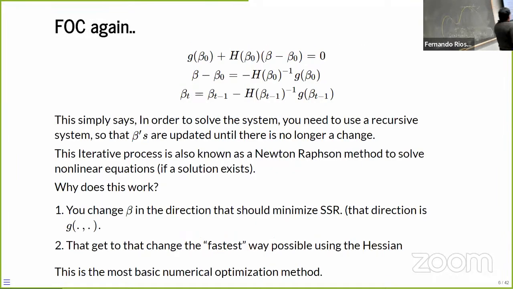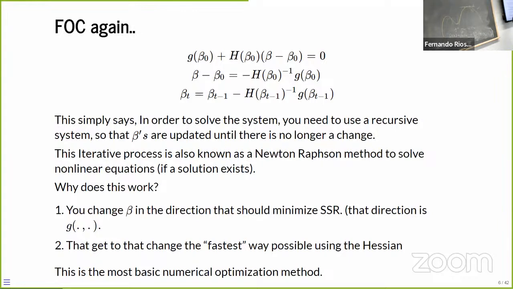And that gives me this function. So relatively simple: the gradient plus the Hessian times how far I am from beta 0, all equal to 0, because that's my first order condition. So let me do some math and make some transfers from one side to the other. And it gives me that beta minus beta 0 is equal to the negative of the inverse of the Hessian times the gradient, all evaluated at beta 0 because that's the point that I have as reference.